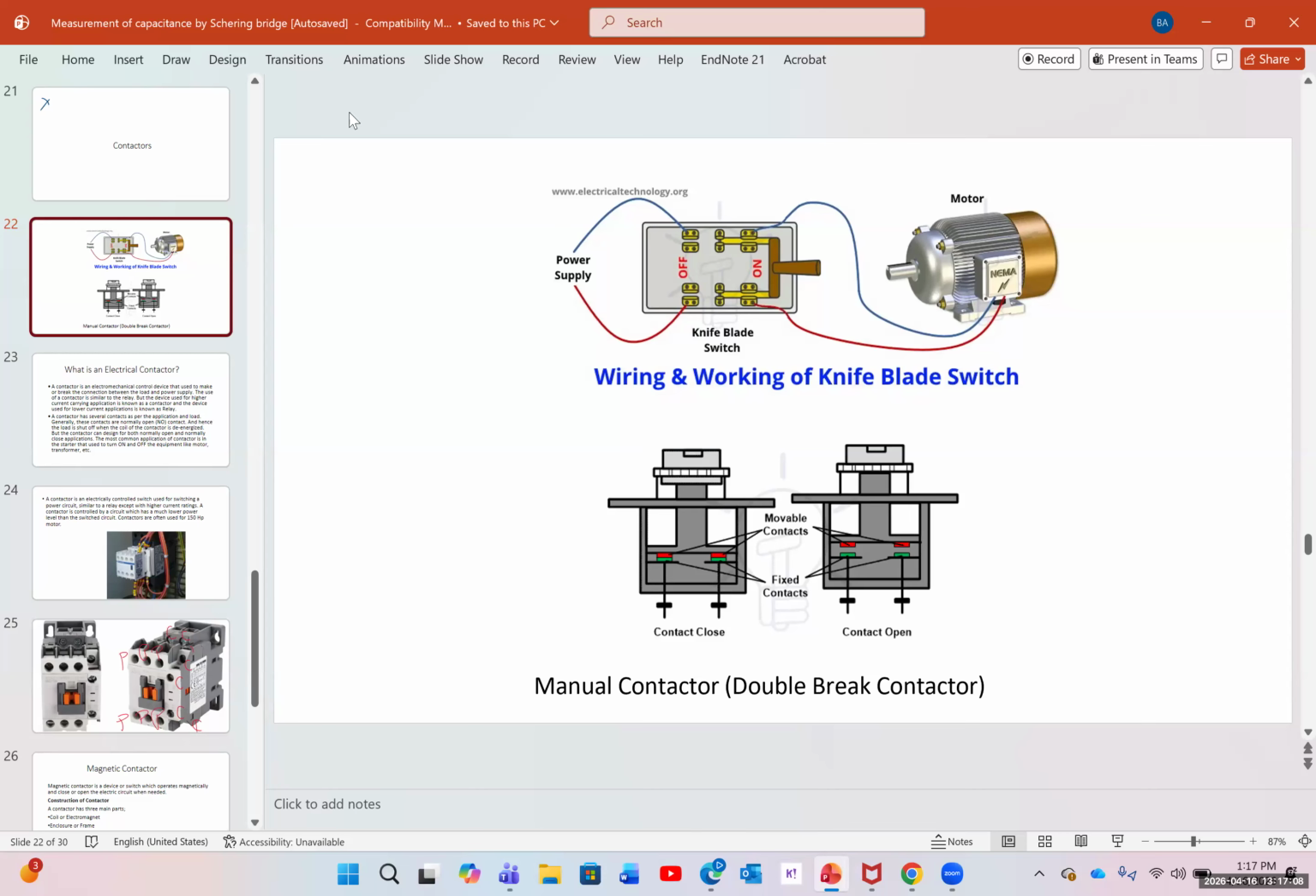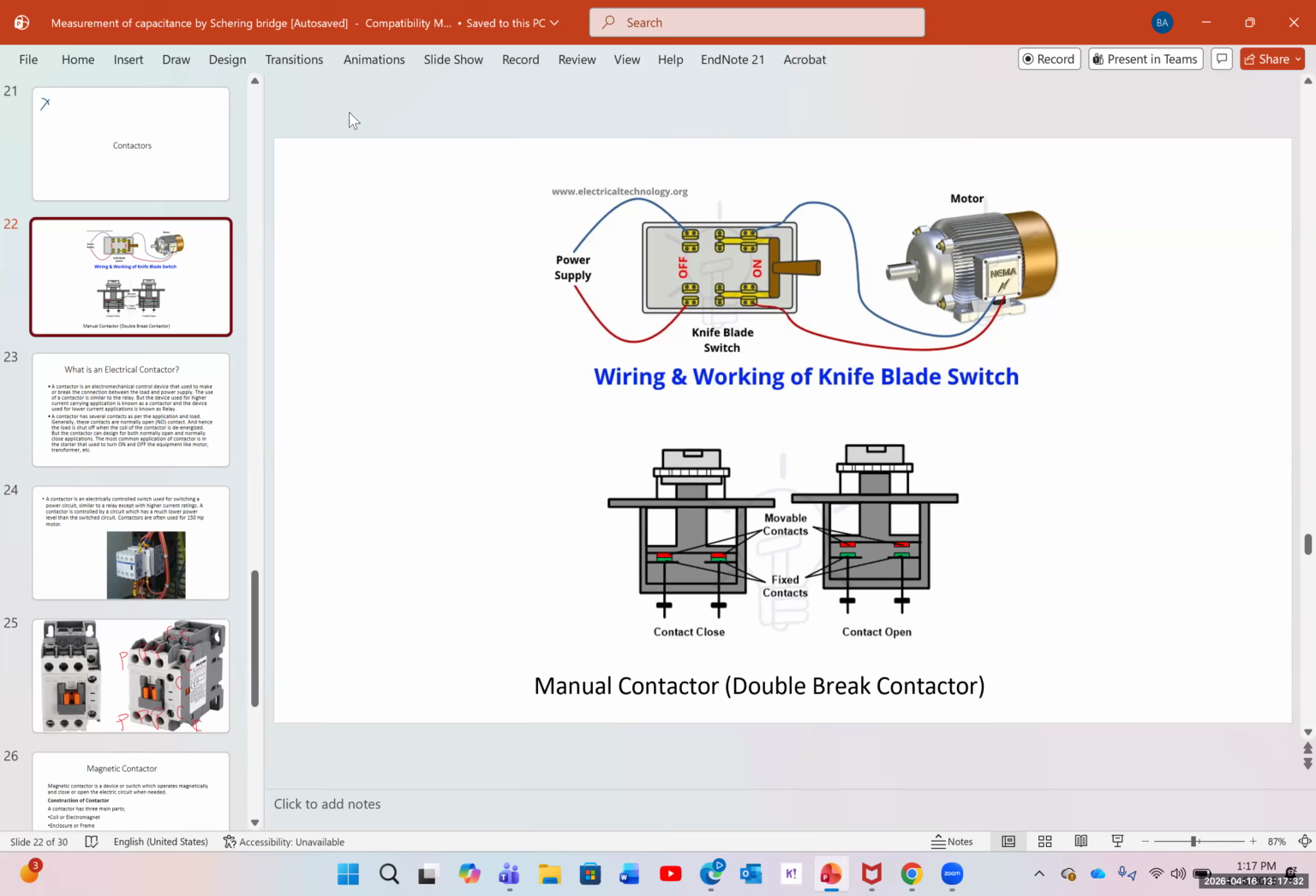Another thing is safety. If you have a very high voltage 3-phase, like a transformer with 10 kilovolts, you don't want to be anywhere near that. Imagine you have a 10 kilovolt switch and you ask someone to go and turn on a blade switch. No one wants to do that. It's going to be very dangerous. So safety is number 2.